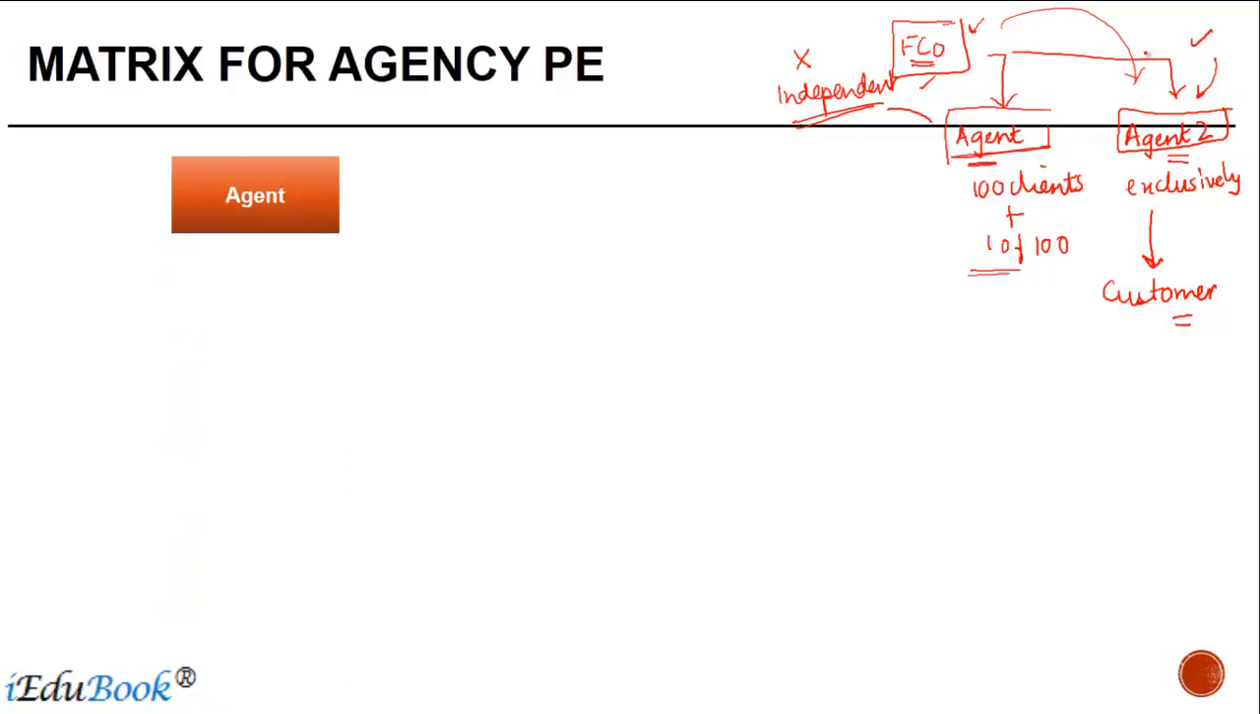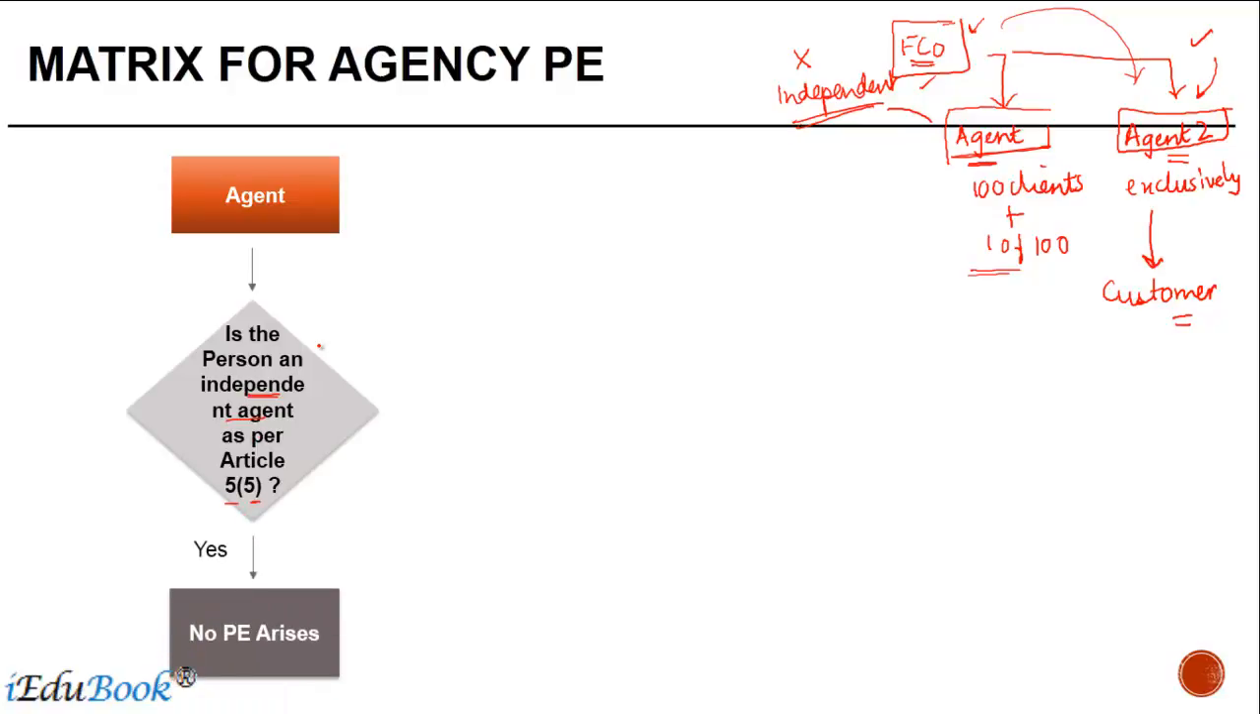In this light, let's see this. An agent, if there is one, you first need to ask yourself, is he an independent agent as per Article 5, Paragraph 5? Right? We'll see what these conditions are. But if he is an independent agent, there is no PE, like I told you here. But if he is not covered by Paragraph 5, that does not mean that he automatically becomes a PE. Right? The second thing you need to check is whether he is acting on behalf of the non-resident.